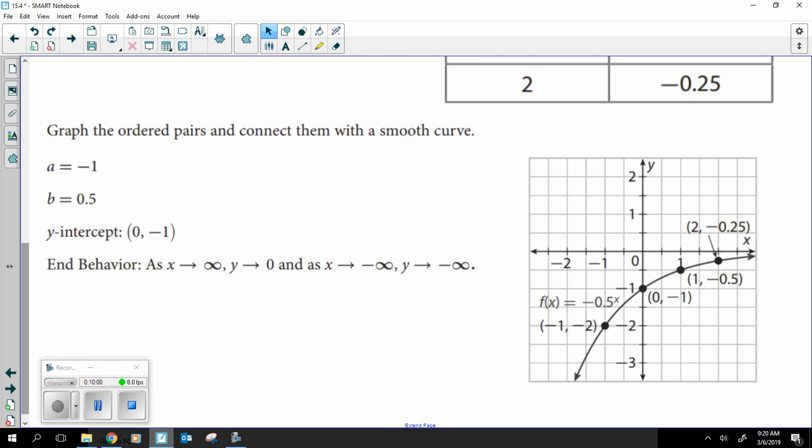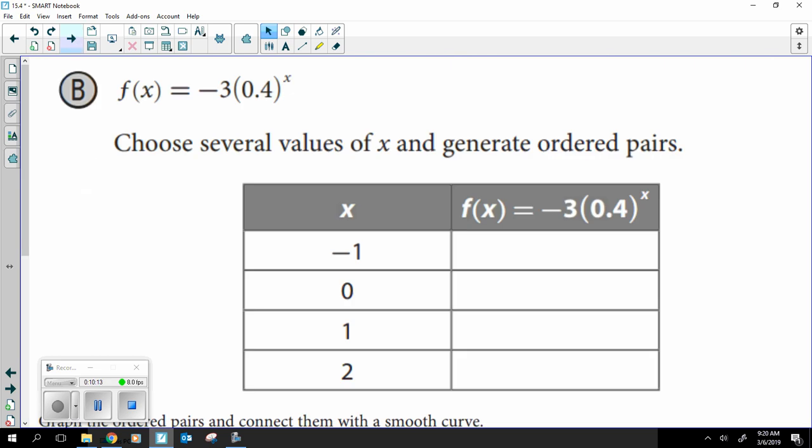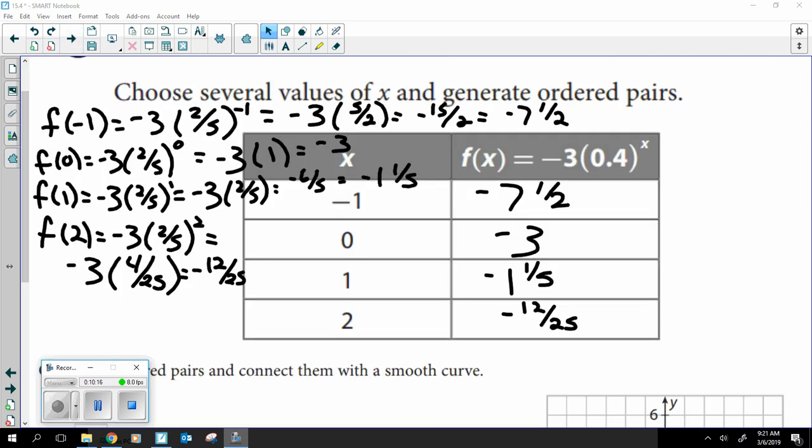End behavior, as x approaches infinity, y gets closer and goes to 0. And you can see that right here. And then as x goes to -infinity, y gets closer and closer to -infinity. Okay? So that's not too bad. We're going to do this one right here, and I'll be right back.